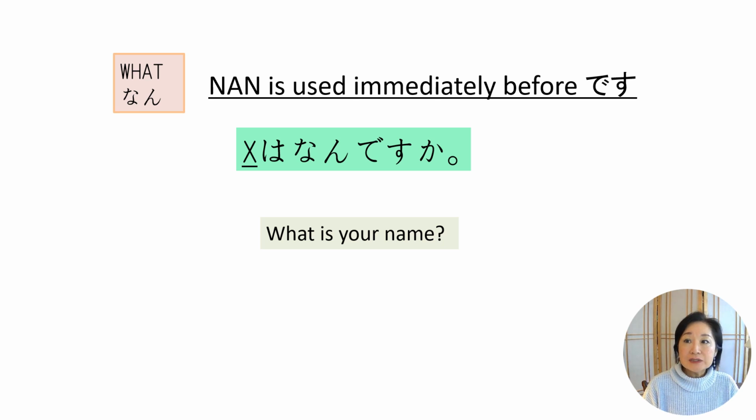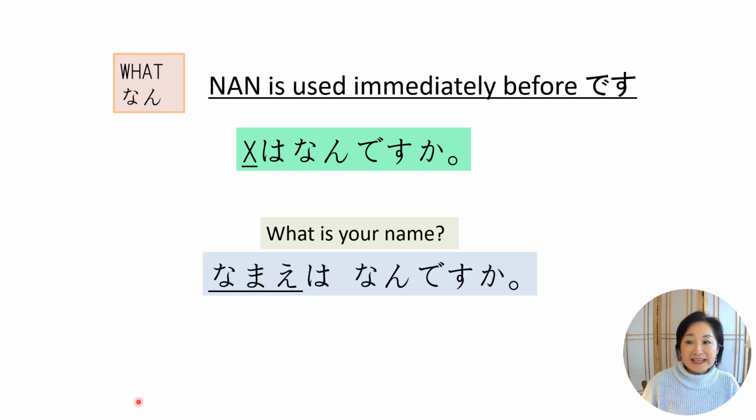Let's practice a question sentence with nani, but without counters this time. So the sentence structure will be X は何ですか? And its literal translation will be as for X, what is it? So if you want to ask somebody's name, then you should say 名前は何ですか?